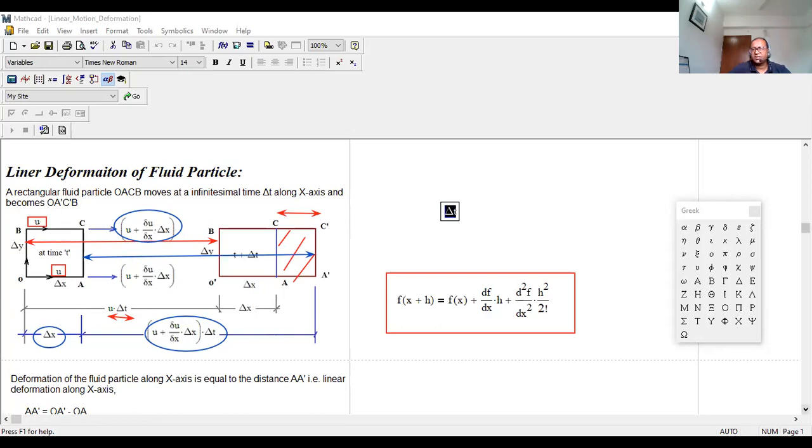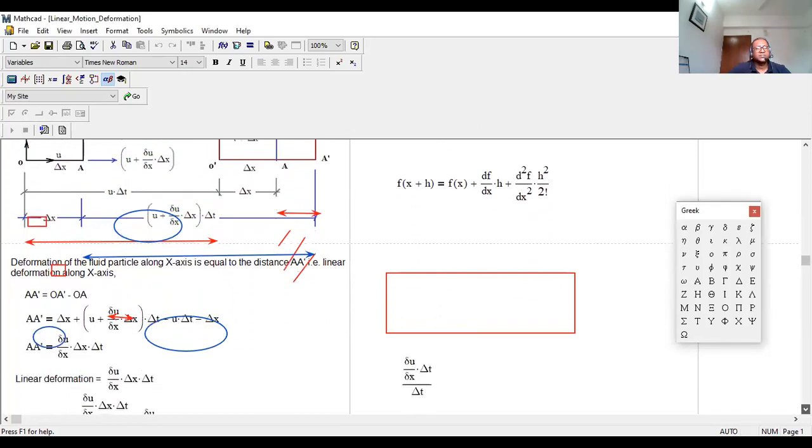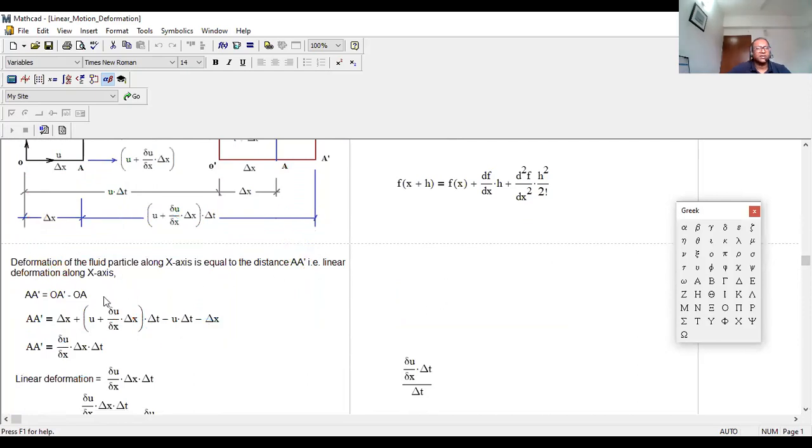One second. I have to erase all the lines.